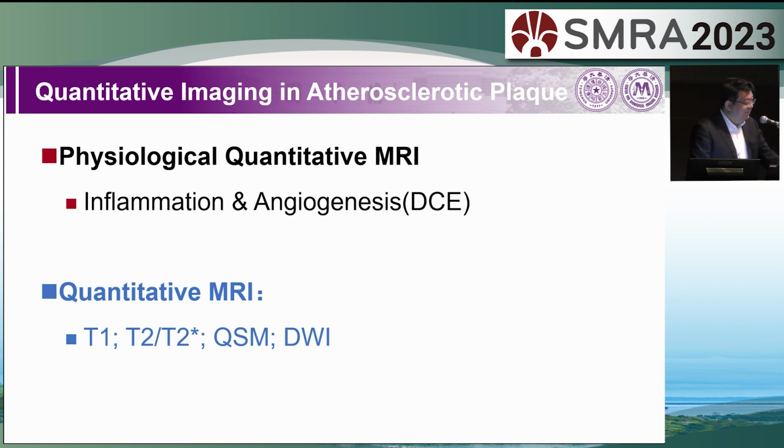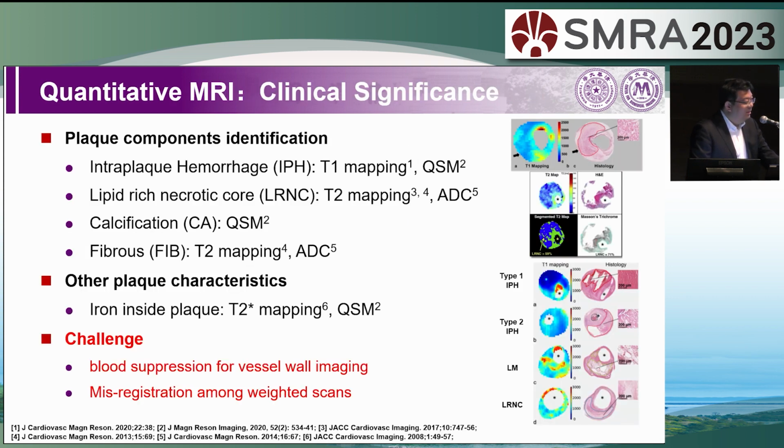So for the quantitative MR, there are many works. I think usually for T1 mapping, T2 mapping, T2 star mapping, QSM, and DWI. The major purpose is to better quantify the plaque components, such as intraplaque hemorrhage, lipid-rich necrotic core, calcification, or fibrous tissue. And T2 star and QSM can also quantify the iron inside the plaque, which is also a physiological marker for the severity of the plaque.